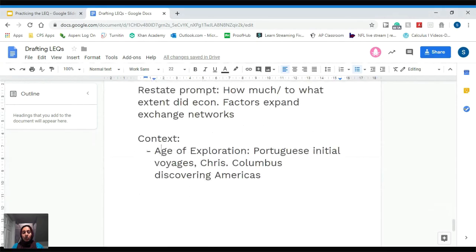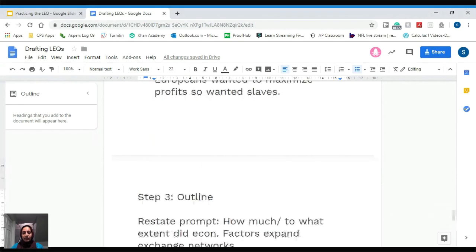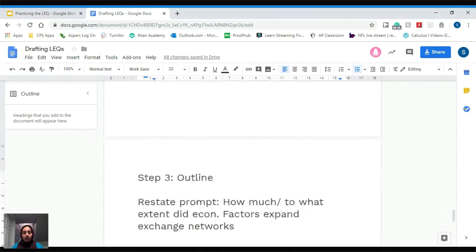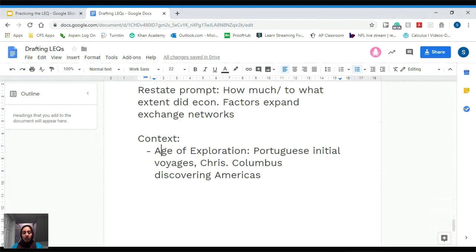We can talk about that because that eventually led to the formation of these systems where people wanted these slaves and wanted to maximize profits. It led to the setting up of colonies and these joint stock and charter companies in these colonies and all of that. So this is a big idea that we could probably use.